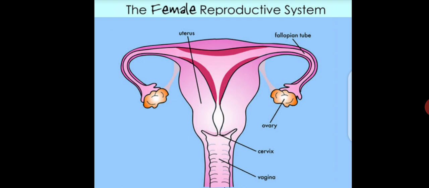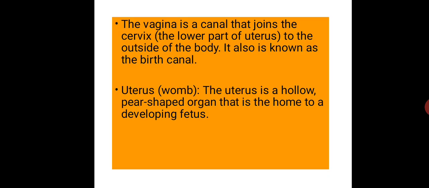Now let's see the vagina. You can see the vagina is the canal that joins the cervix, the lower part of the uterus, to the outside of the body. It is also known as the birth canal. So the vagina is where the baby comes out from during childbirth.